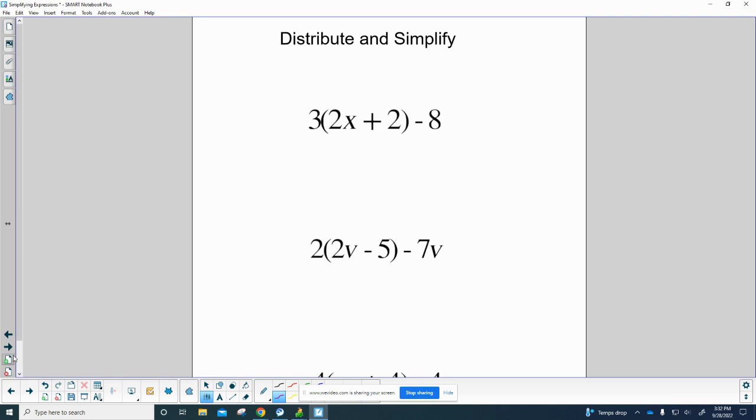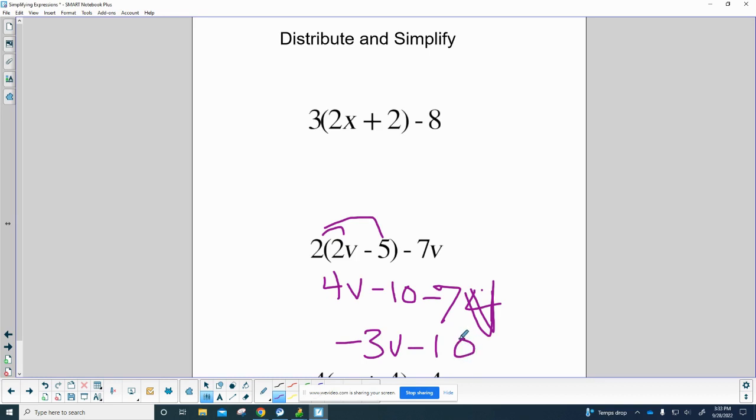Okay, here's a couple more with the distributive property. So I'm going to do the middle one. 2 times 2 would be 4v. 2 times minus 5 would be minus 10. And we happen to have a minus 7v up on top. So, sorry, that's a v. So 4v minus 7v would be negative 3v. And minus 10 after that. And we like to write the v first because usually in mathematical notation, the variable term comes first.